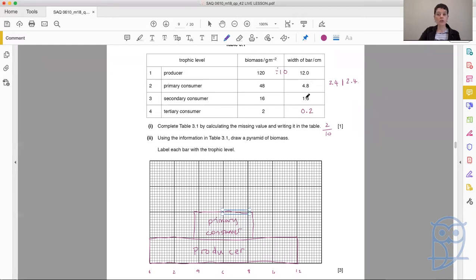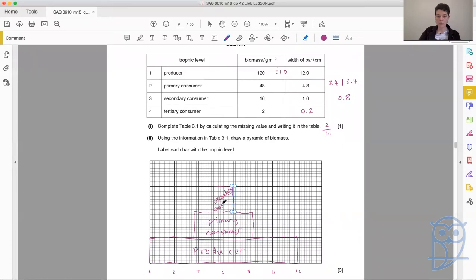Same thing now with secondary consumers, 1.6. Half of 1.6 is 0.8. So we need to go 0.8 to either side of that middle line on the 6. So 2, 4, 6, 8. There's our 0.8. 2, 4, 6, 8. There's our 0.8. And a beautiful line. And it's getting a little bit skinny, but maybe we can fit it in.